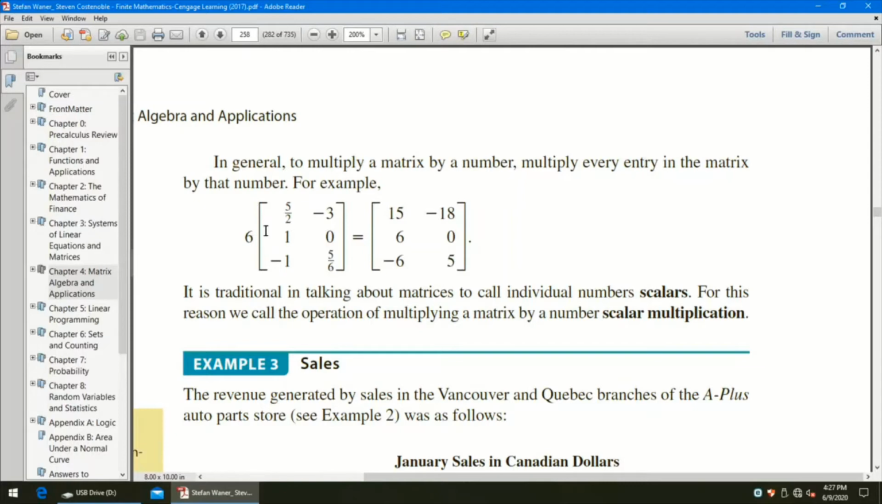So now 6 into 5 by 2 is actually 15, because 5 by 2 into 6, the 2 gets cancelled, 2 into 3 is 6, so this is 3, and 5 into 3 is 15. Similarly, 3 into 6 is minus 18, and 6 into 1 is 6. And this is 0, and this is minus 5, because 6 and 6 get cancelled.